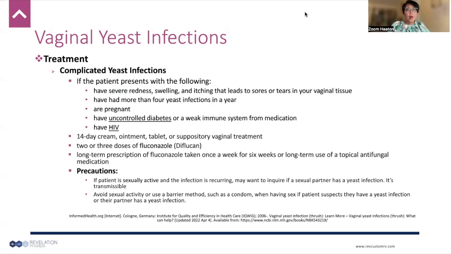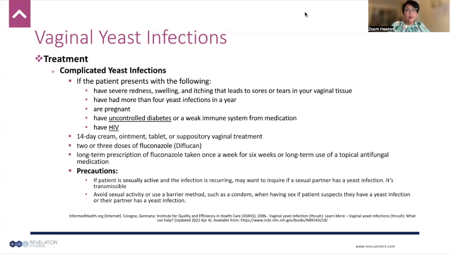Okay, so treatment for complicated yeast infections. If patients present with severe redness, swelling, itching that leads to sores or tears in their vaginal tissue, or have more than 4 yeast infections in a year, they're pregnant, or if they have uncontrolled diabetes or a weak immune system from medication or have HIV, all of these conditions are considered complicated. A 14-day cream, ointment, tablet, or suppository vaginal treatment is indicated. 2 or 3 doses of fluconazole may be needed. Or a long-term prescription of fluconazole taken once a week for 6 weeks, or long-term use of a topical antifungal medication.